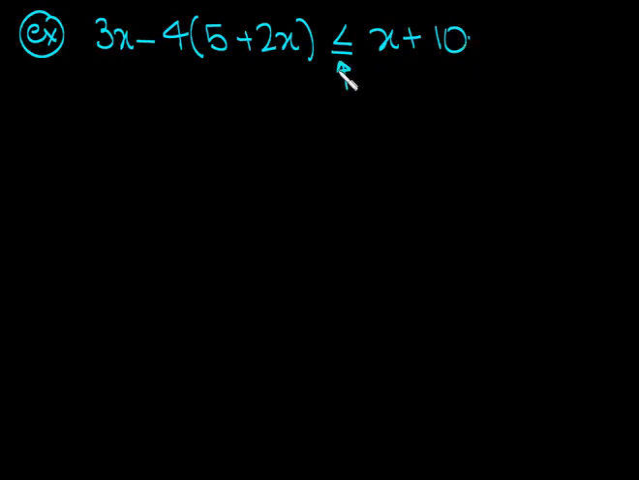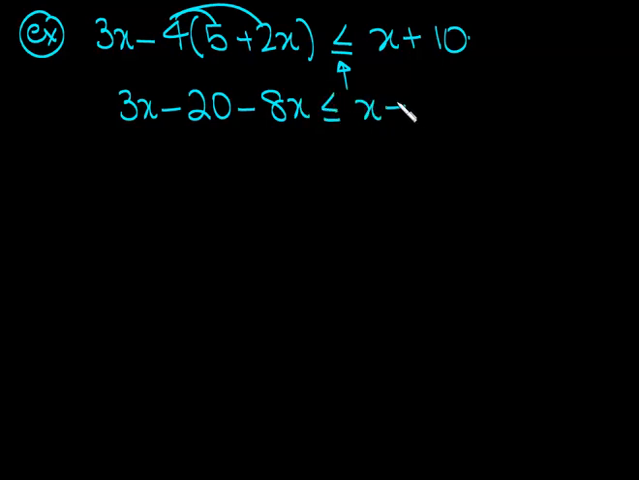This is an inequality. I want to solve this inequality for x. If it was an equality, our first goal would be to get rid of the parentheses, right? So we're going to do the same thing. We're going to distribute here. So we get 3x minus 20 minus 8x is less than or equal to x plus 10.